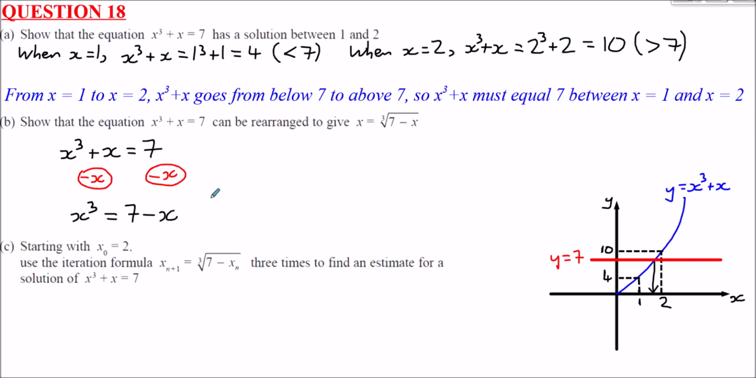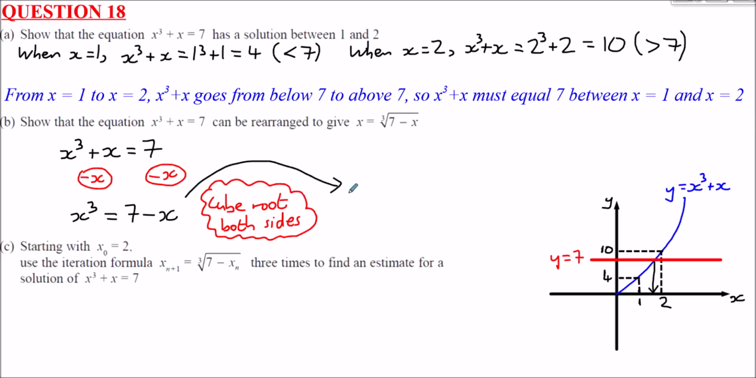Then if we cube root both sides, because we can undo x cubed by doing the opposite of cubing something, the inverse of cubing is cube root. So from here, we therefore get that x must be the cube root of 7 minus x, like so.